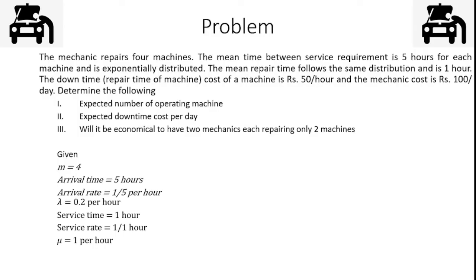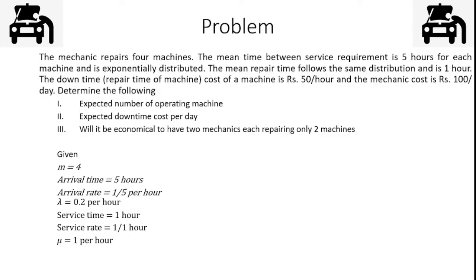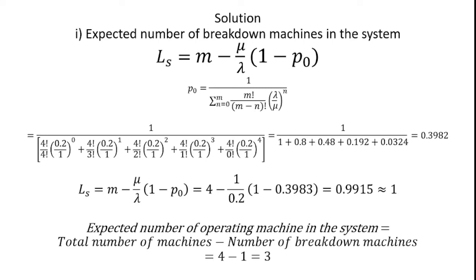Moving to the solution, carefully study the first question, expected number of operating machines. How can we identify the expected number of operating machines in the system? The formula is total number of machines minus number of breakdown machines. The total number of machines we already know, because the problem gave the data that the mechanic repairs 4 machines, so the total number of machines is 4. The number of breakdown machines the manufacturing industry doesn't know and the mechanic also doesn't know, so we have to estimate the number of breakdown machines.